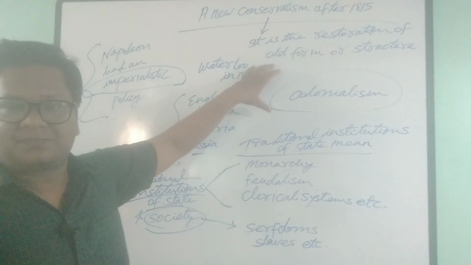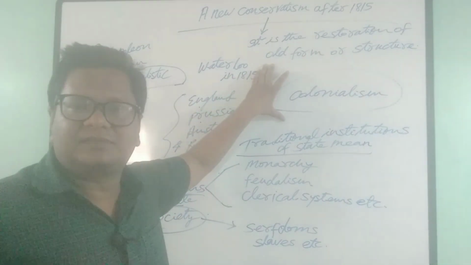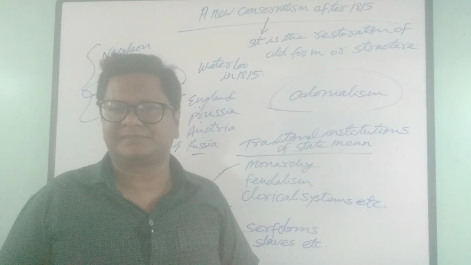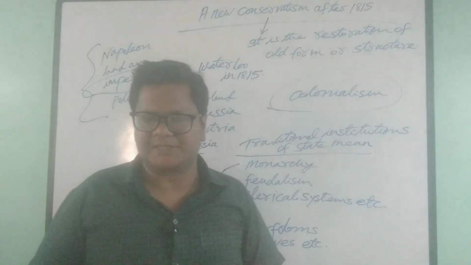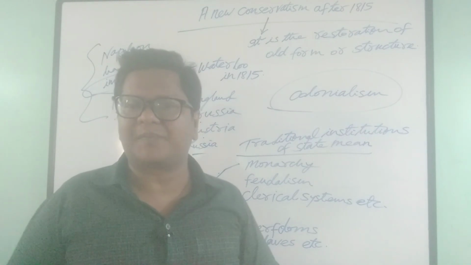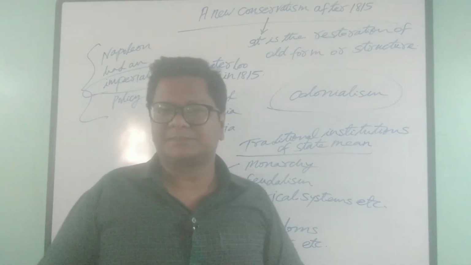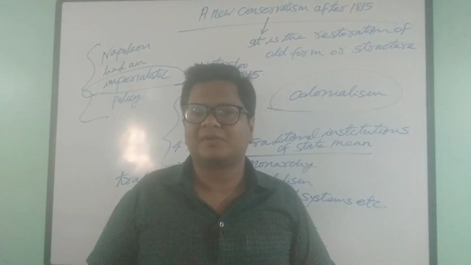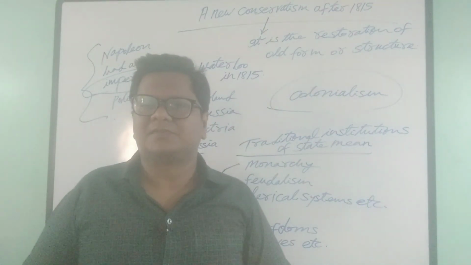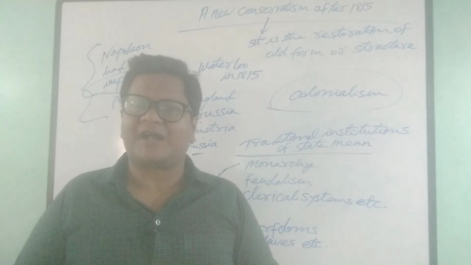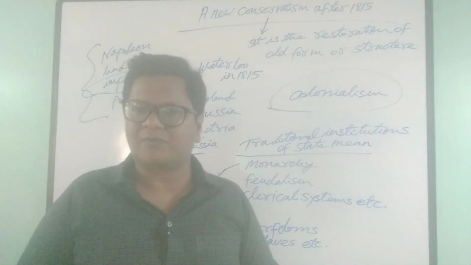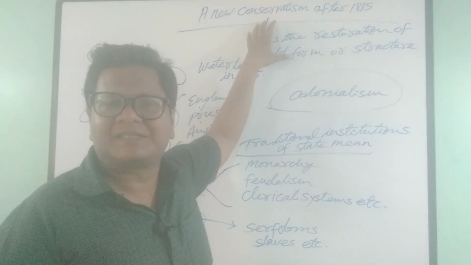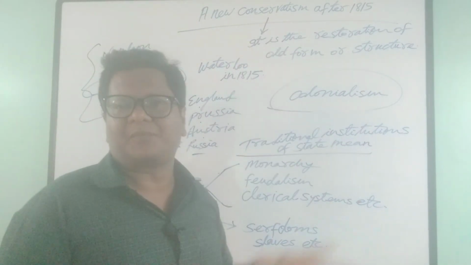So conservative thinkers wanted that, while the changes brought by Napoleon in the administrative field were great, the monarchical form of government should be brought in, and that should be done in phases. Sudden changes will be disastrous. So conservatives wanted that, instead of a democratic form of government, we should do every possible thing to bring the monarchical form of government.